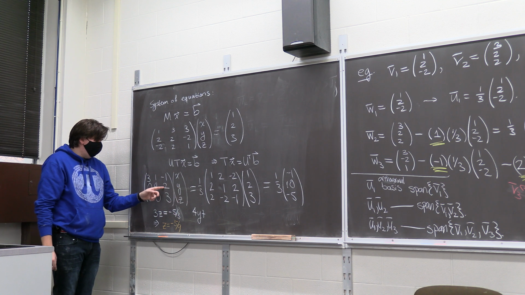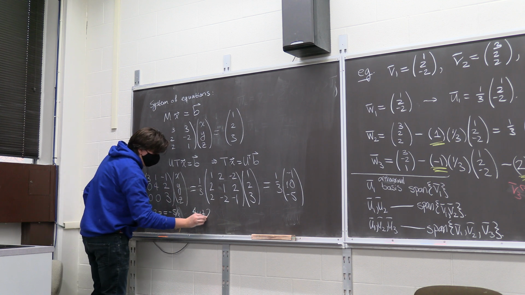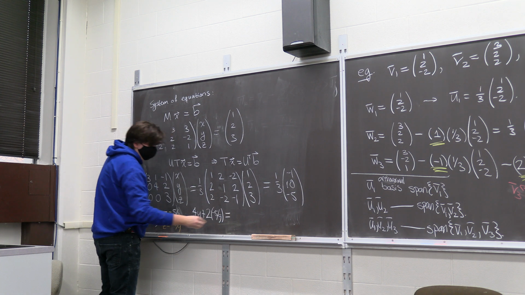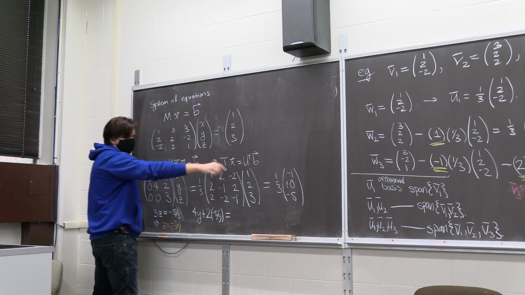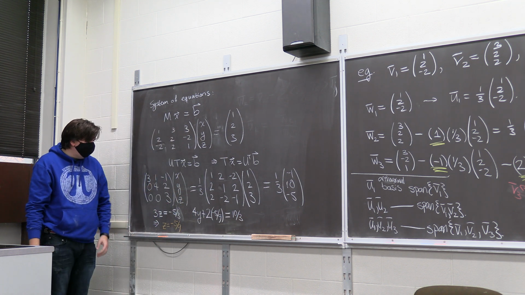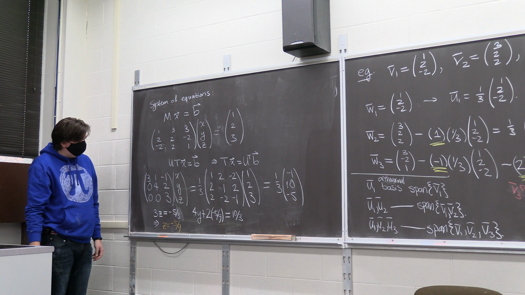4/3 plus 2z, but I know what z is. Plus 2 times minus 5/9 should give me 10/3, right? 10/3. And now we can solve that. So it's like, how do we solve that?